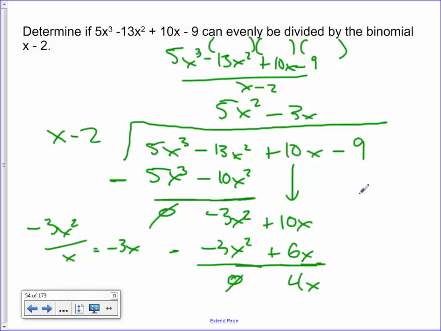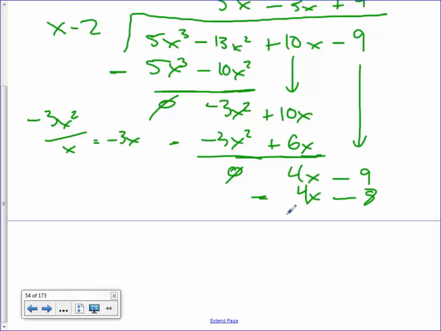Okay. Almost done. Pull down the negative 9. Again, ask yourself, how many times can an x go into 4x? The answer is 4. So put a 4 up here. 4 times x will give you that 4x we were just talking about. And 4 times minus 2 will give you minus 8. I'm going to subtract these things now. So 4x minus 4x should give you 0. Minus 9 minus minus 8 is negative 1.